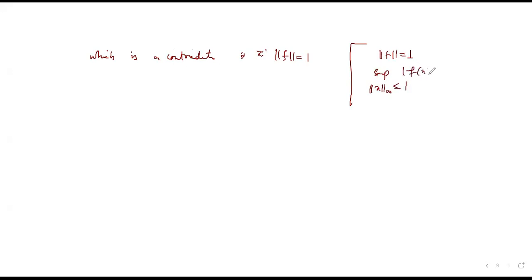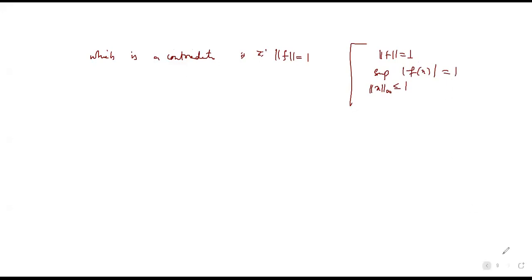Why is it a contradiction? Because the norm of f is equal to 1. We have proved that. The reason is that norm of f being 1 means the supremum over all x with norm infinity less than or equal to 1 of modulus f of x is equal to 1.